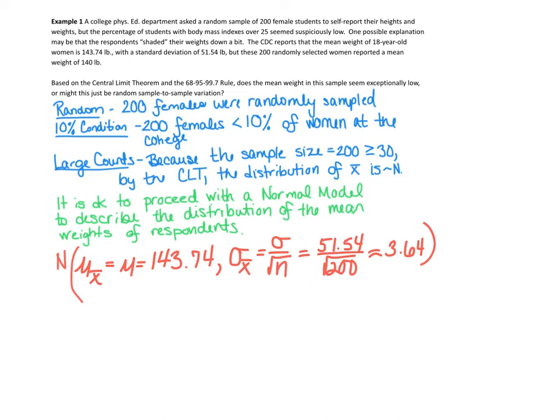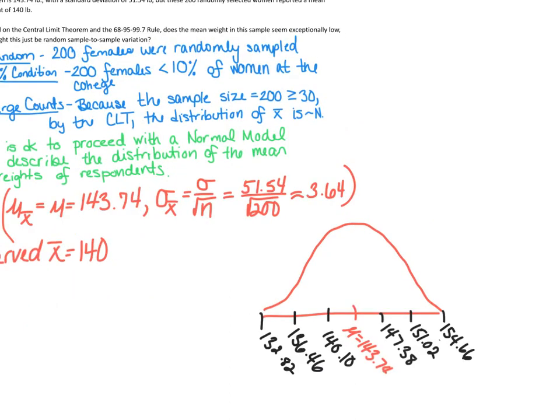Okay, so I'm supposed to show by the 68-95-99.7 rule whether or not our particular observed sample is unusual. So our observed sample mean is 140, what this group reported, a mean of 140 pounds. So I'm going to sketch a normal model. Off on the side, I just made my normal model, and now I'm going to include my 68-95-99.7 rule. I'm just going to illustrate that I understand what that means.